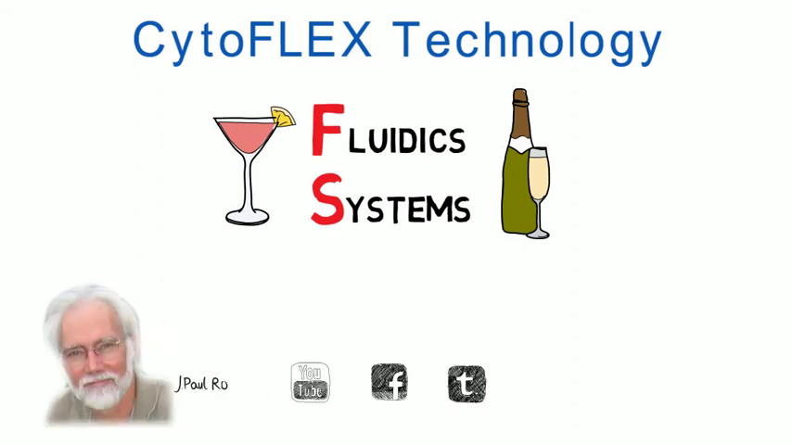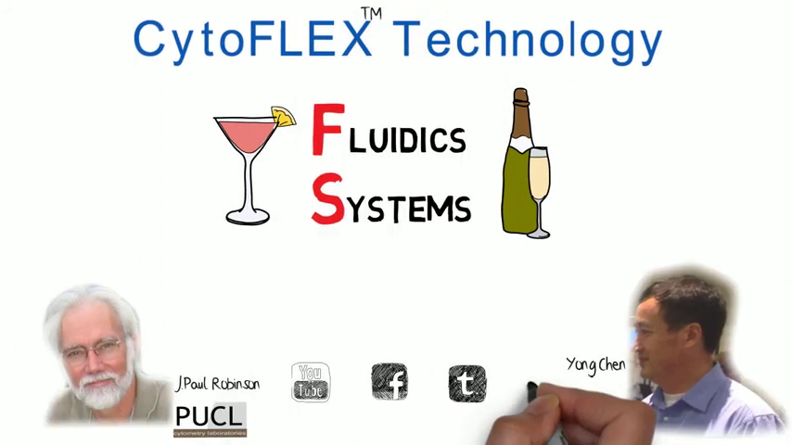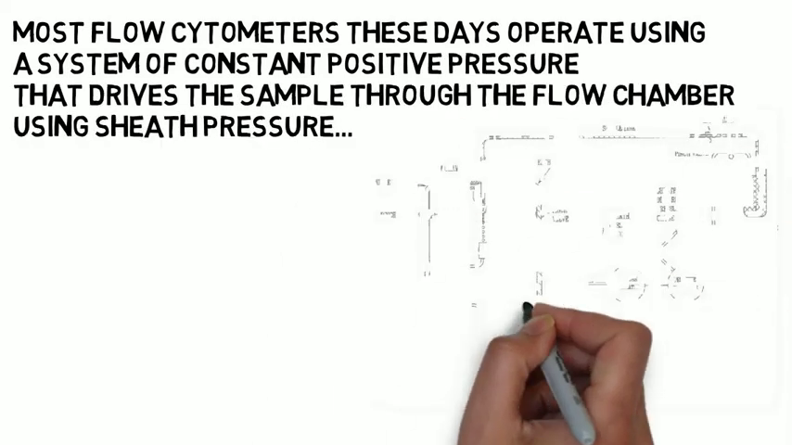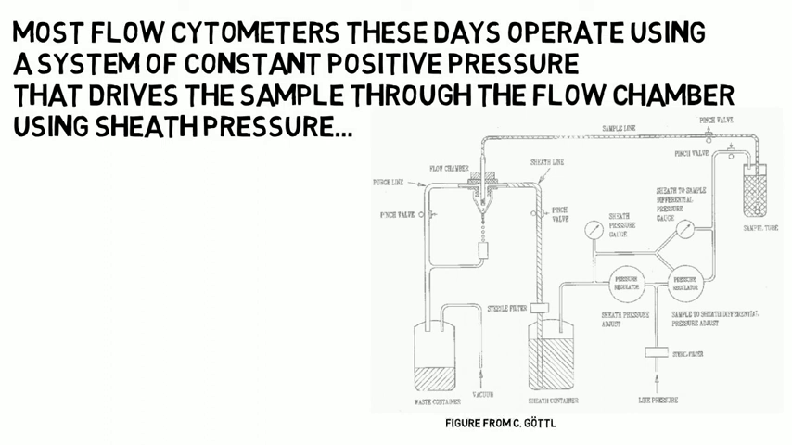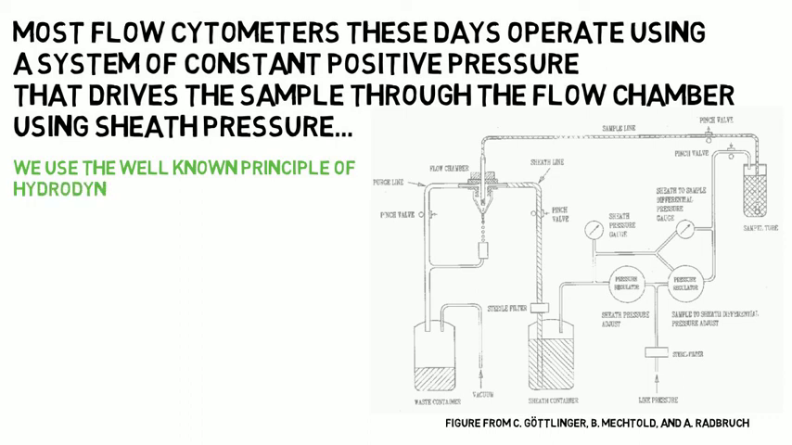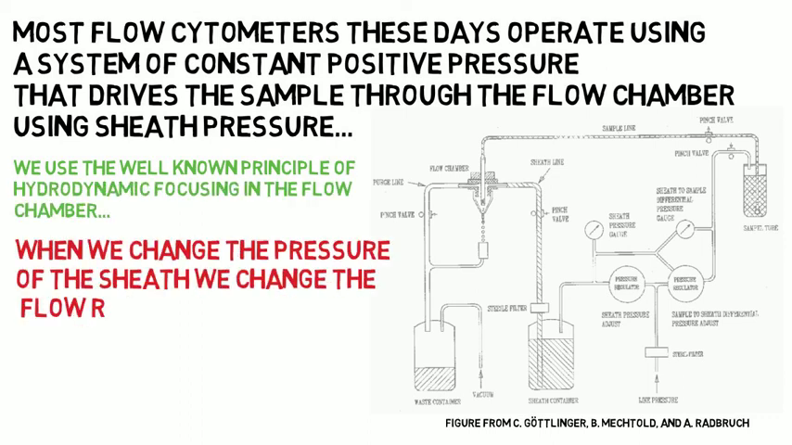In this Cytorial, we're going to talk a little bit about fluidic systems and understand the differences between the CYTOFLEX and other instruments. Most flow cytometers these days operate using a system of constant positive pressure that drives sheath fluid through the flow chamber. We use the well-known principle of hydrodynamic focusing in the flow chamber. When we change the pressure of the sheath, we change the flow rate of the sample.